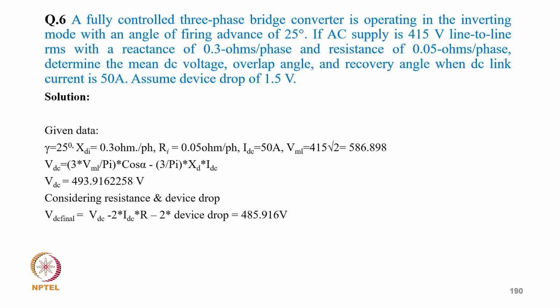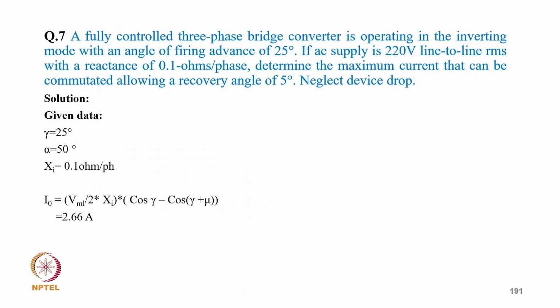Given data: gamma is 25 degree, XL 0.3 ohm, R 0.05 ohm, ID equal to 50, and VM1 for 15 √3 is 586.896 volt. VD equal to 3 Vm by pi cos alpha minus 3 by pi XL upon ID, and Vd equal to 493.91, which is before considering resistance and device drop. Vdc final equal to Vd minus 2 ID R minus 2 device drop, so it comes 485.916 V.